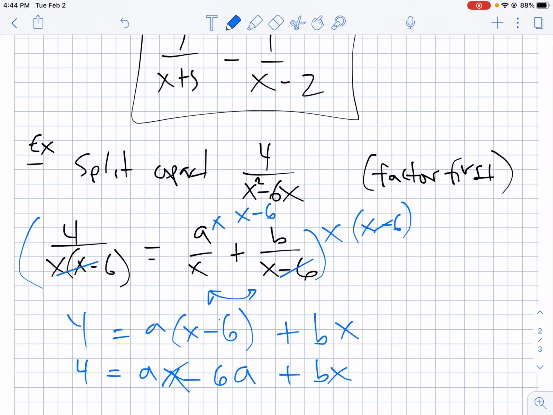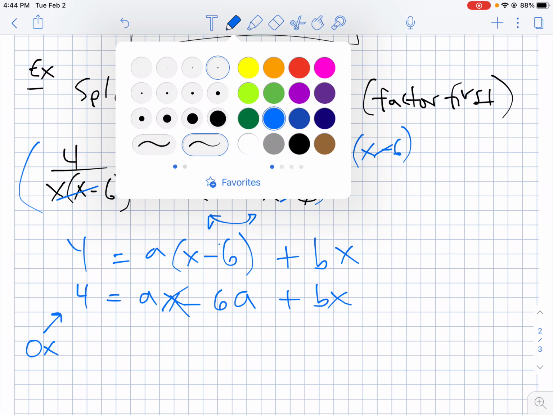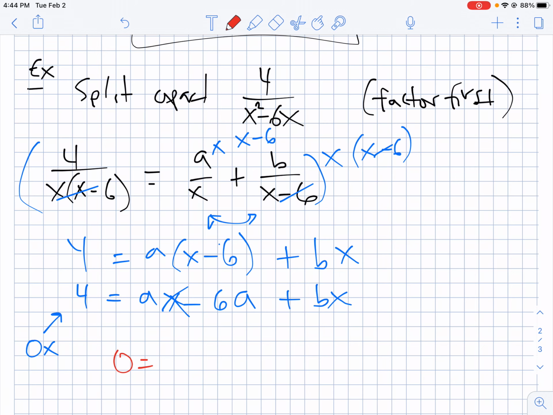Now when you look at this, don't be flustered, right? There are no x's on the left side, right? There's nothing there. So it's like having a 0x. So the equations that we have to work with here are 0 equals a plus b. That comes from the x terms. And then we get another equation here. The other equation comes from the constants. We get 4 equals 6a.